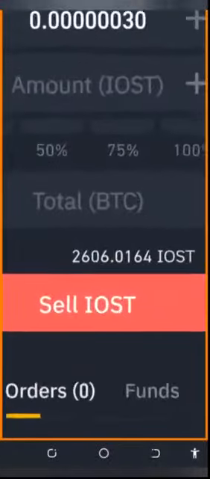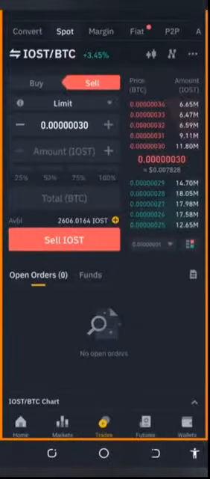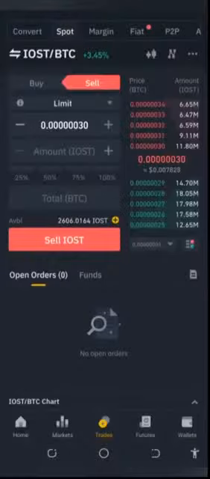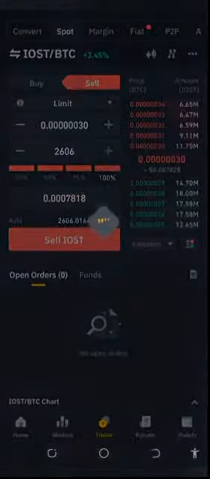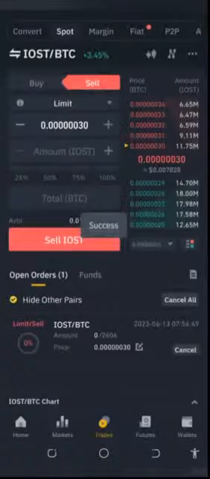Okay, so see, we've got our 2606 here. So what are we going to do? We're just going to put it in here and get it picked up all together. So I'm just going to copy that out, and then go ahead and just sell. That's it. So we're currently in the queue.